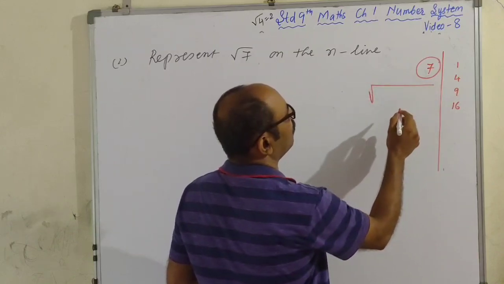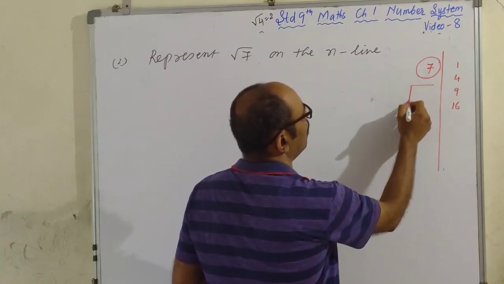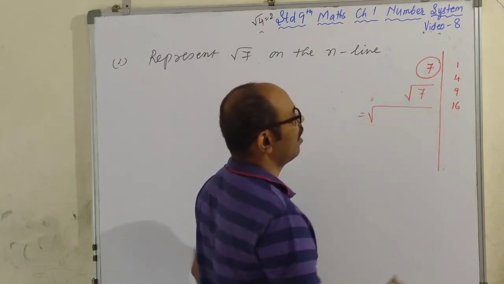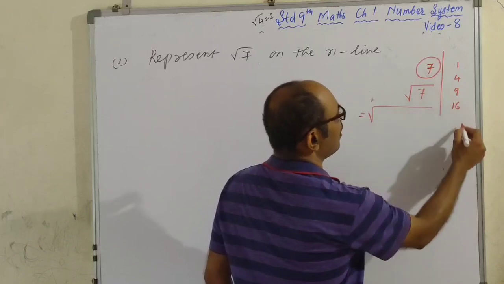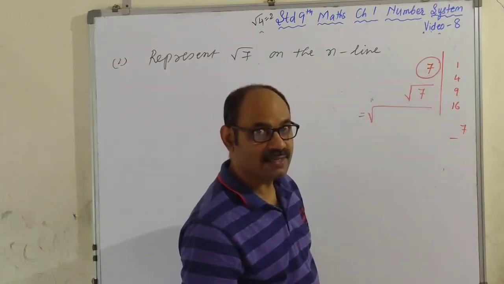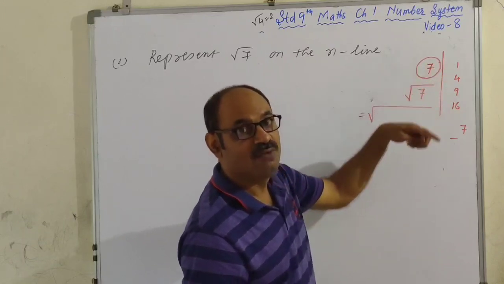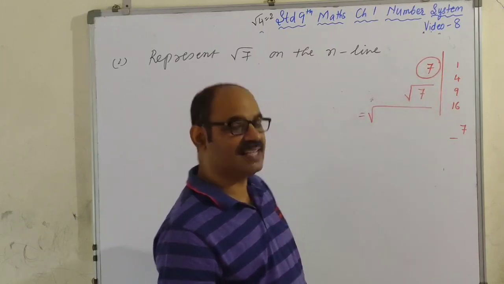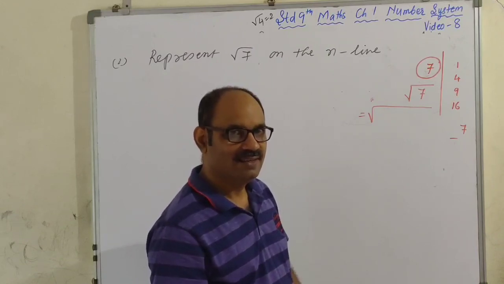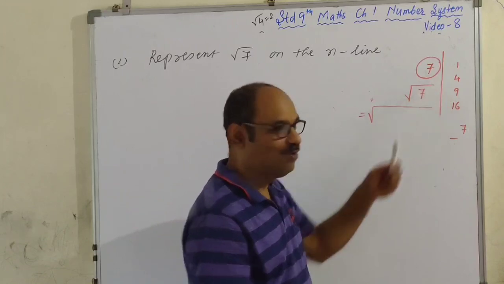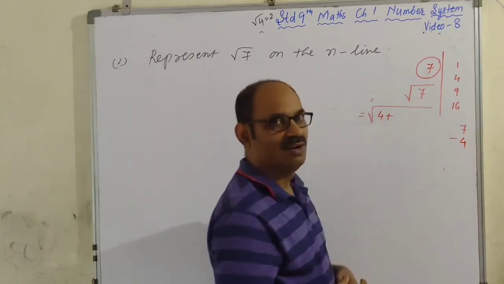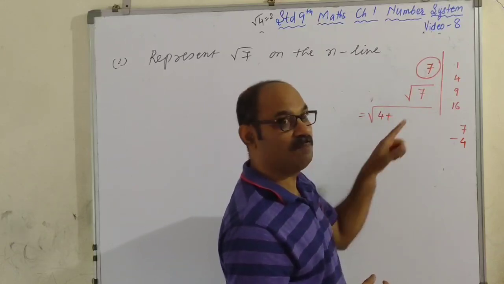Square root of. Okay, I'll write that short form. Square root of 7 is equal to square root of. Alright, this is done. I'll write 7 minus that perfect square number from here, which is just smaller than 7. Can you tell me which is just smaller than 7? That's right, 4. 4 is correct. So you write 4 here first. Root 7 is equal to 4 plus.